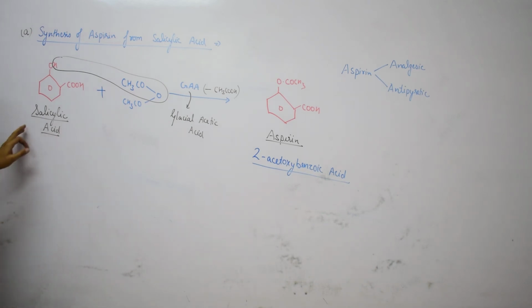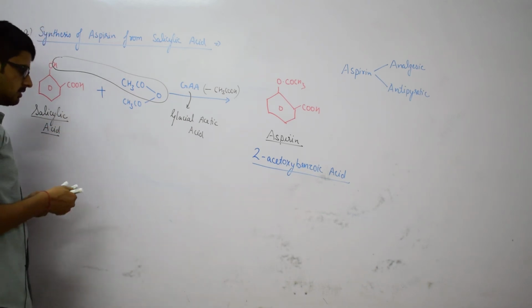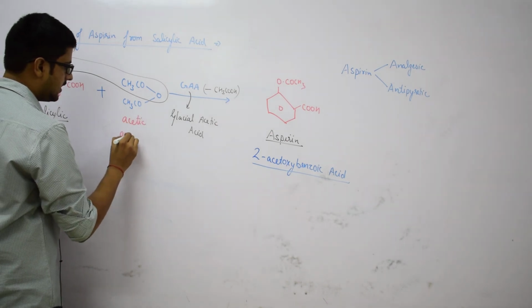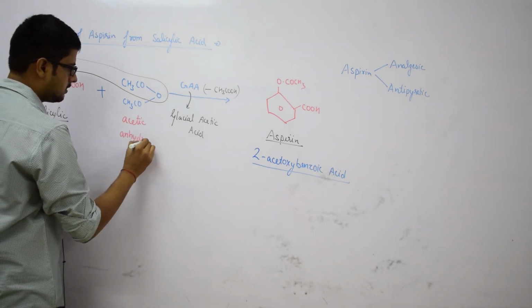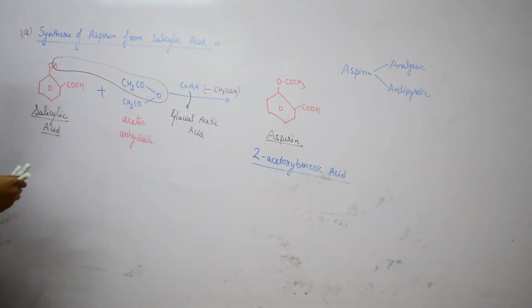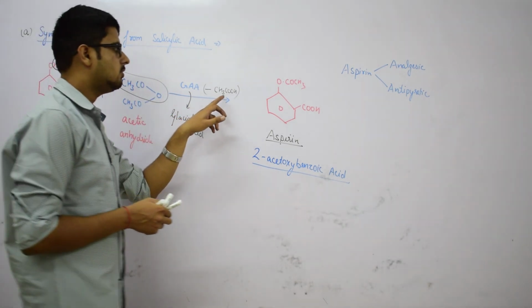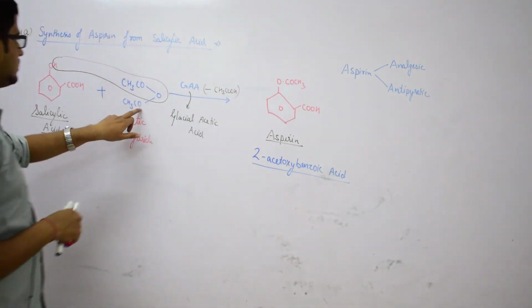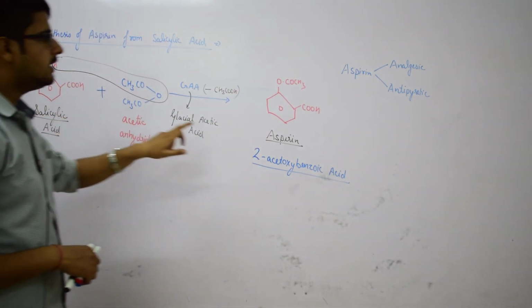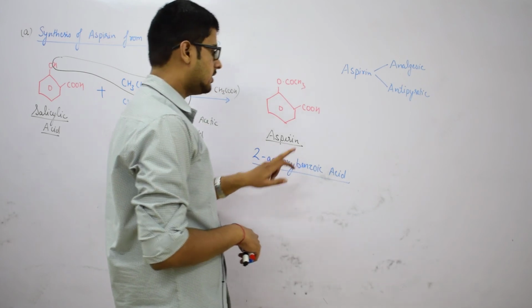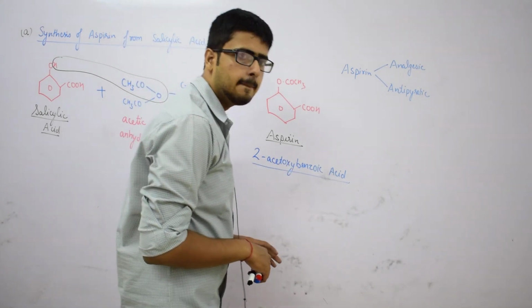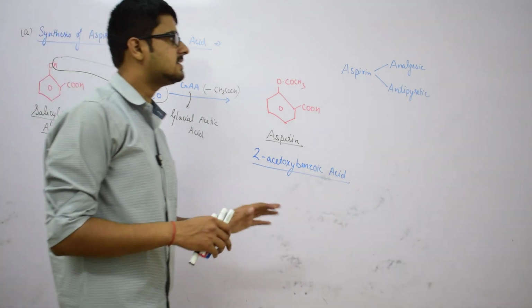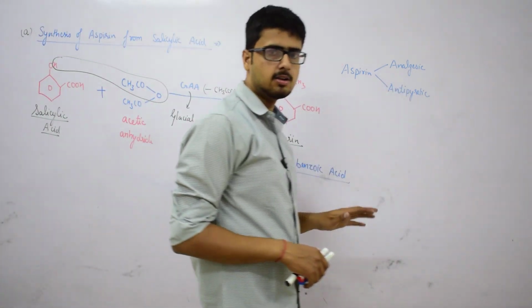When salicylic acid is treated with acetic anhydride, what happens? In the presence of glacial acetic acid, a molecule of acetic acid is eliminated, and the rest, this COCH3 group attaches over here, leads to the formation of aspirin, or its IUPAC name is 2-acetoxy benzoic acid. And this aspirin which is formed acts as an analgesic also and antipyretic also.